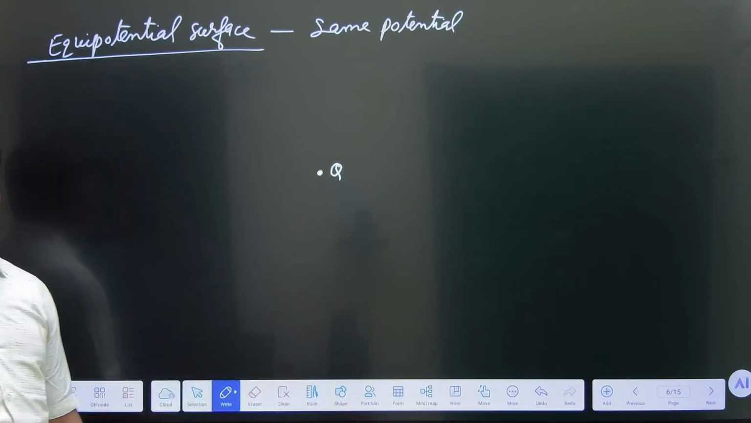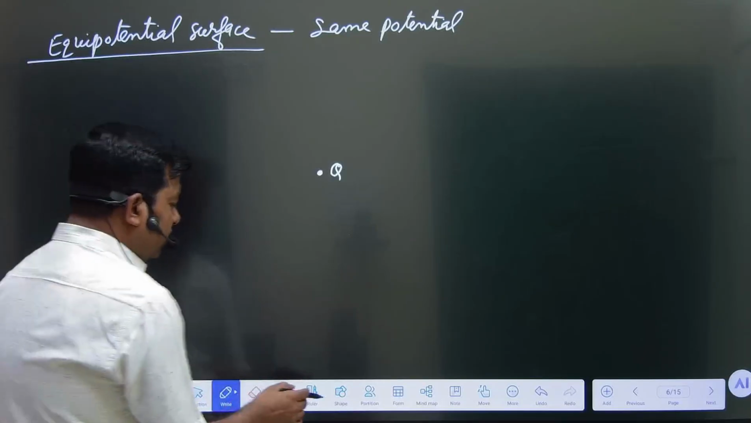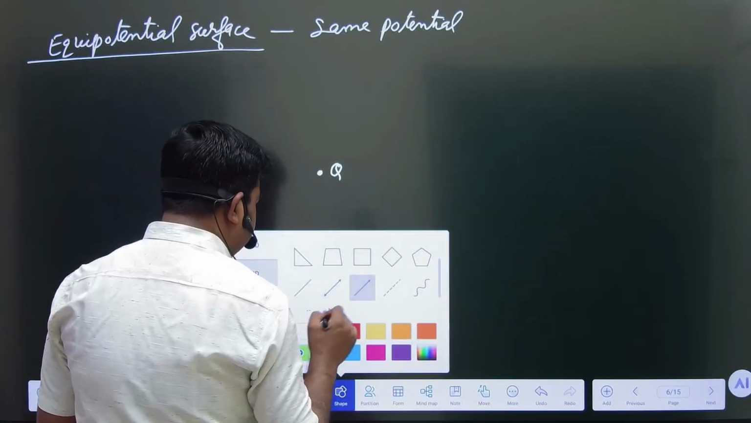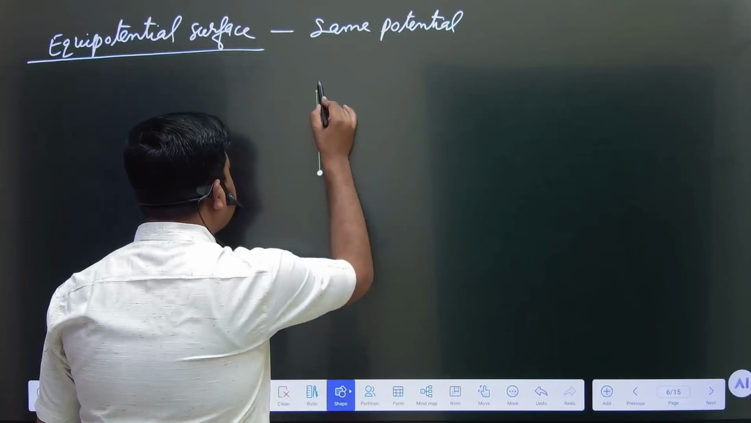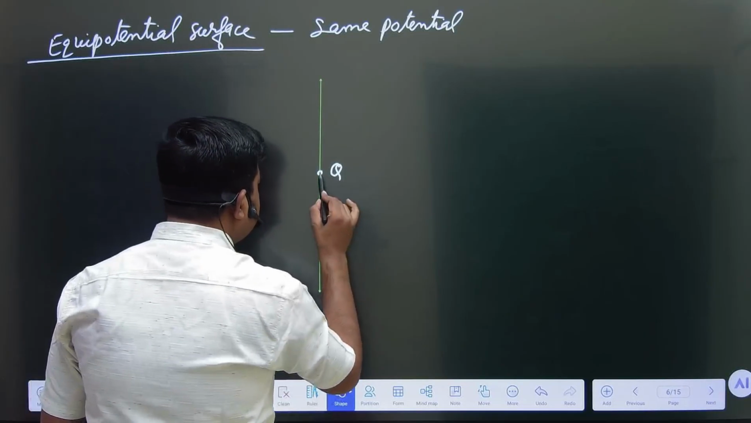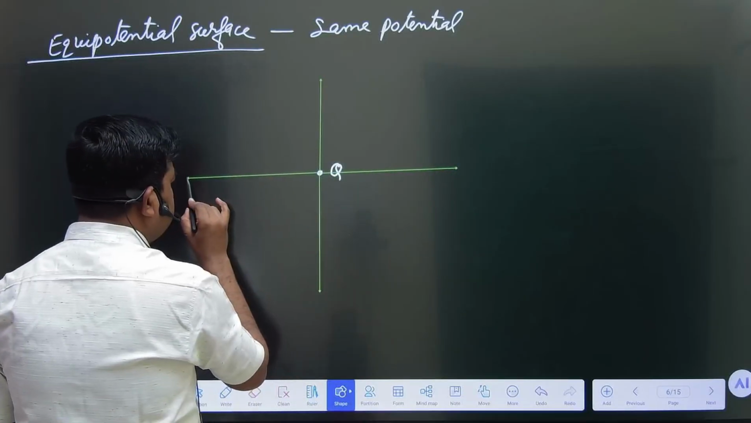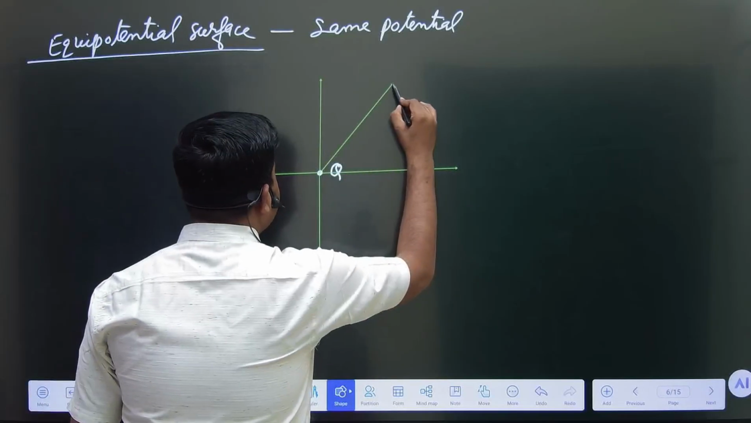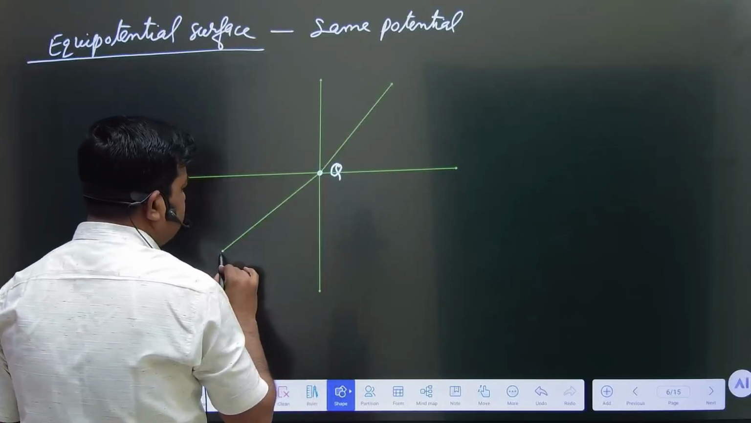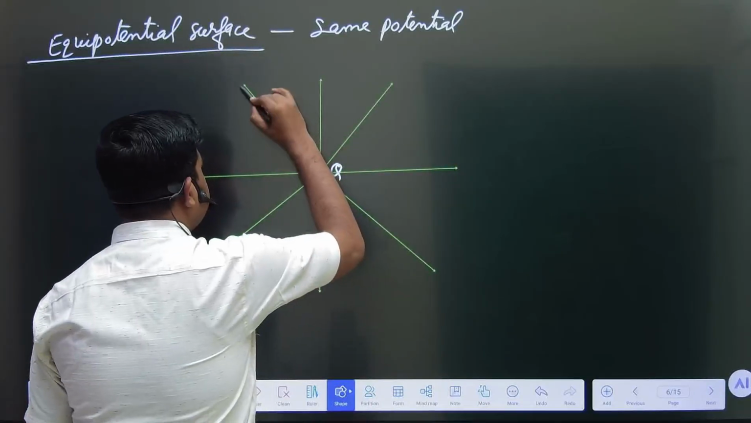We have to draw the equipotential surface due to the point charge. So let's say this is the point charge, and we know that electric field intensity due to a point charge is always away from the charge. So this is away, this is also away from the positive charge, and this direction is always away from the positive charge.